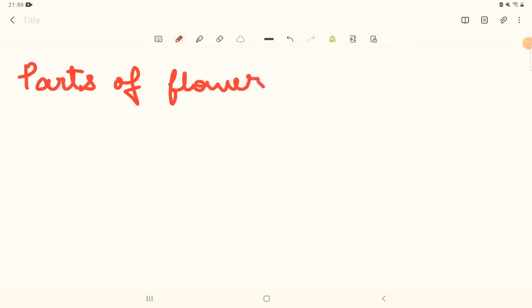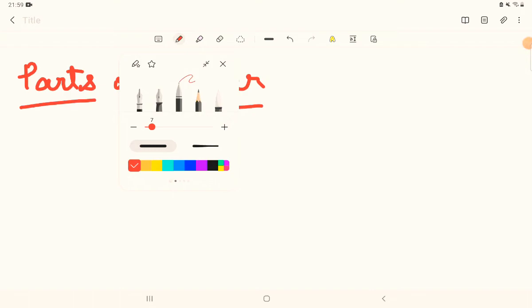We will be doing the biology part 2 lecture. In this lecture we'll be learning about the parts of flower. Here we know that the flower contains a total of 4 parts. Some say 5, some say 4, so don't get confused in that.